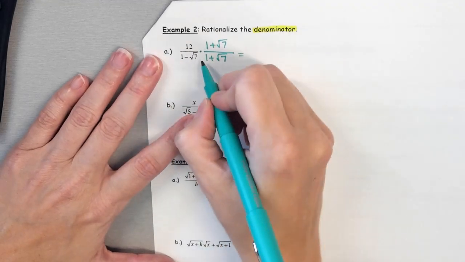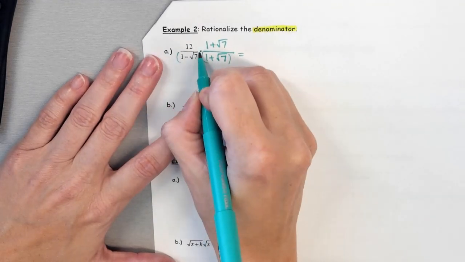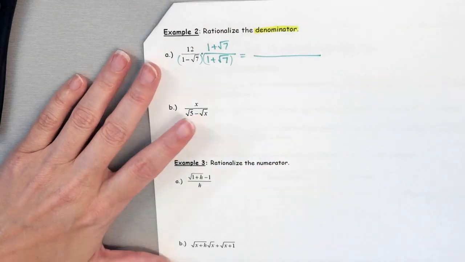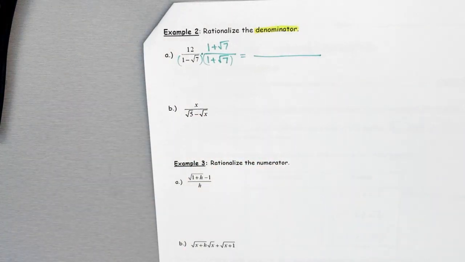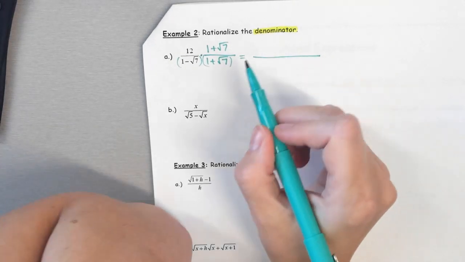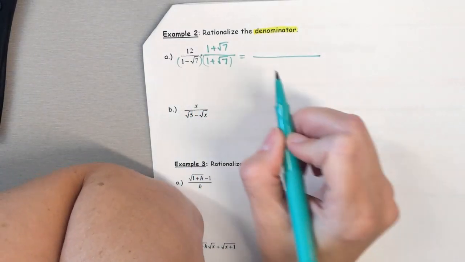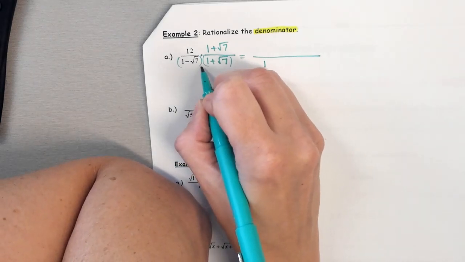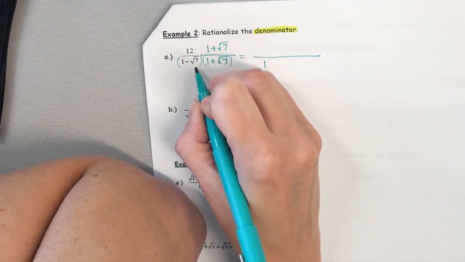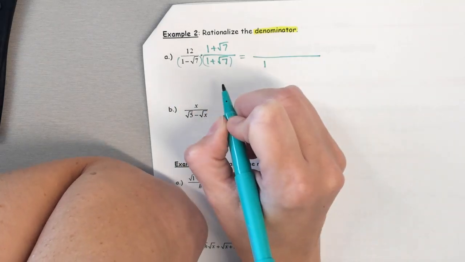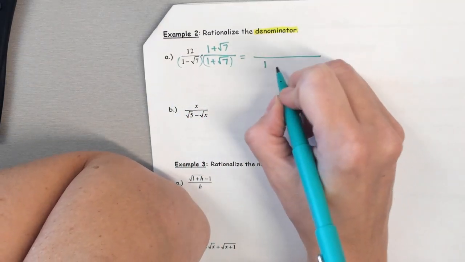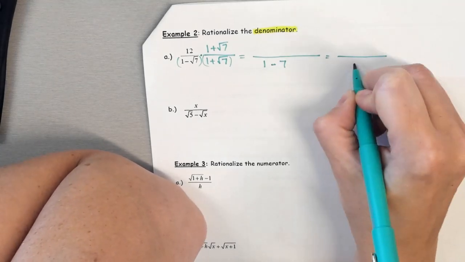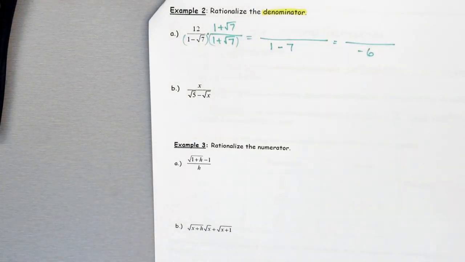So when we're doing this, we're really using FOIL on the bottom. I like to do the bottom first. That's the whole reason for this one, if it's the denominator, to make sure they cancel out. So 1 times 1 is 1. You don't have to write down the middle, but you should be checking that in your head. It's the negative root 7 and positive root 7. What's root 7 times root 7? 7. So it's 1 minus 7, just going to give us negative 6 in the denominator.